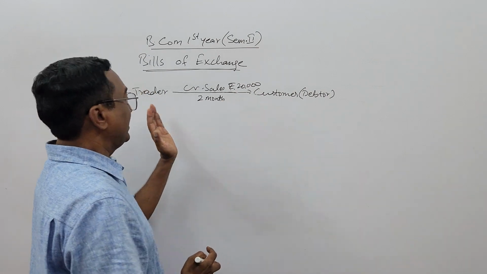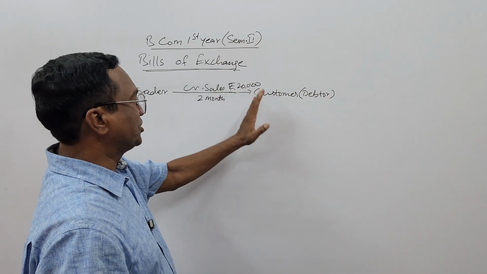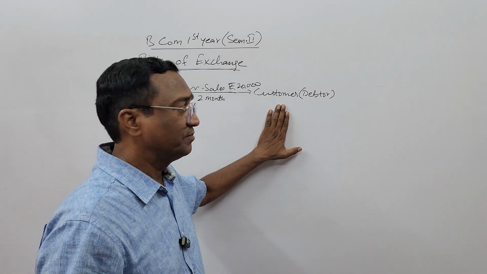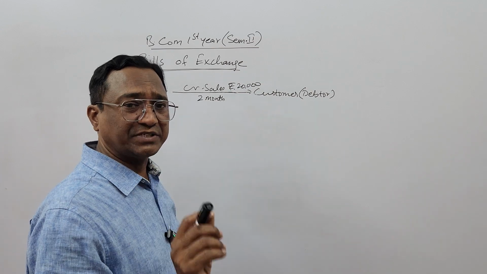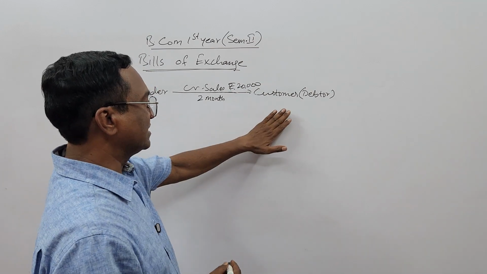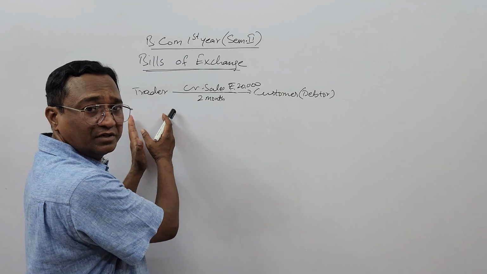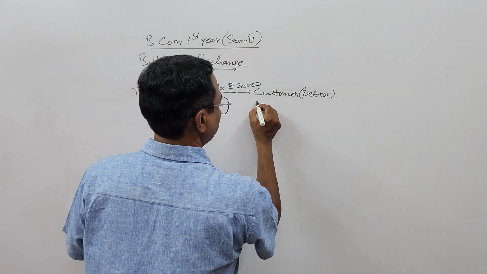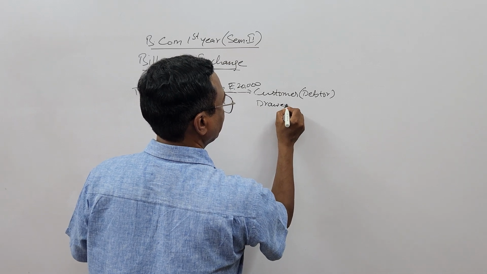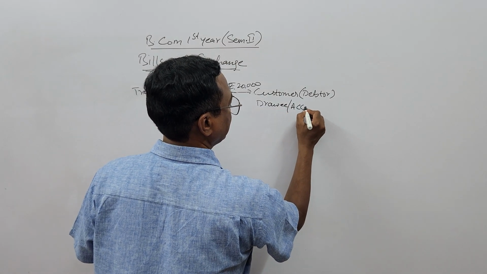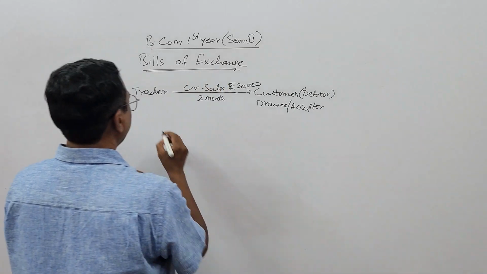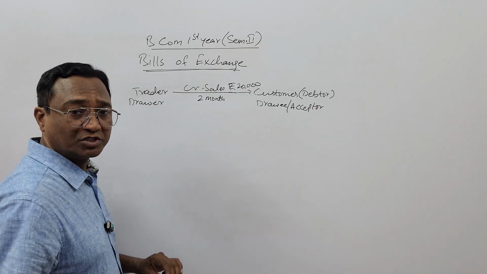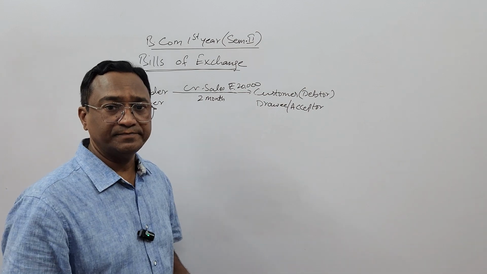When a trader draws a bill of exchange on the customer, it is a document that looks like a promissory note. The customer has to sign it. So the customer signs and gives it back to the trader. This customer is known as the drawee or acceptor, and the trader is known as the drawer. The person who draws the bill is the drawer.